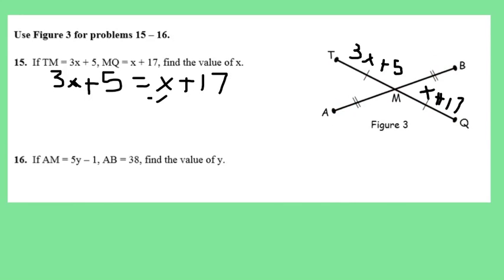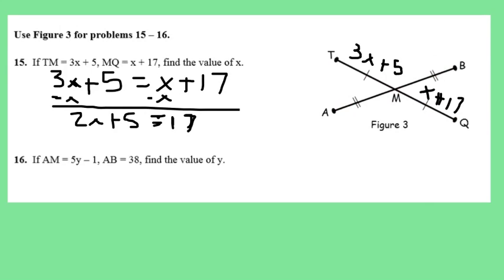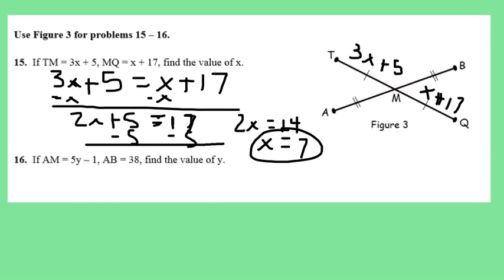So again, we'll subtract x on both sides. Let's go ahead and solve. So 2x plus 5 equals 17. Okay, subtract 5 on both sides. So let me put it over here. 2x equals 14. And again, x is just equal to 7 after we divide. Okay. Again, I'll let you go and try the last one. Again, if you want to pause it, that's fine. I'll go ahead and do it though.